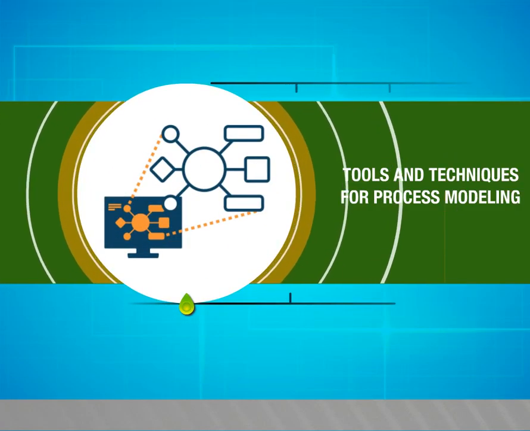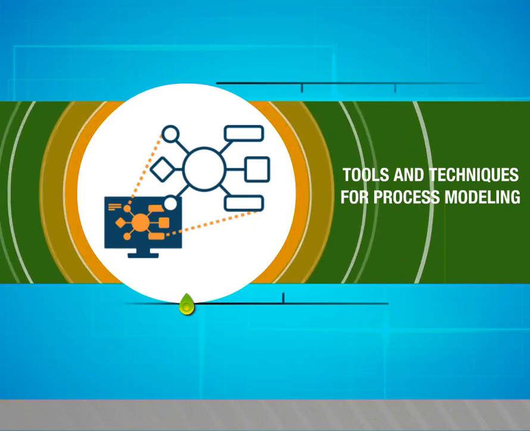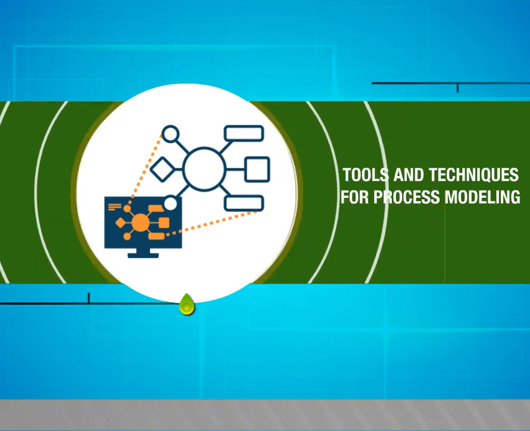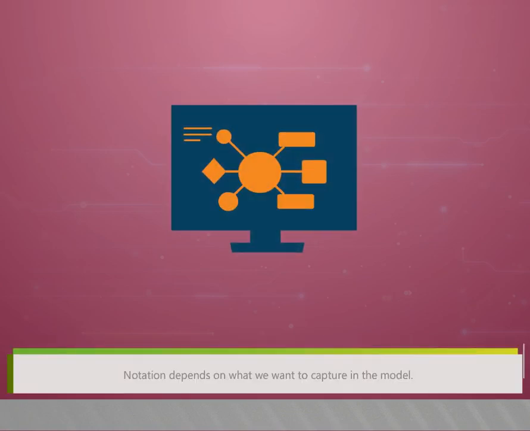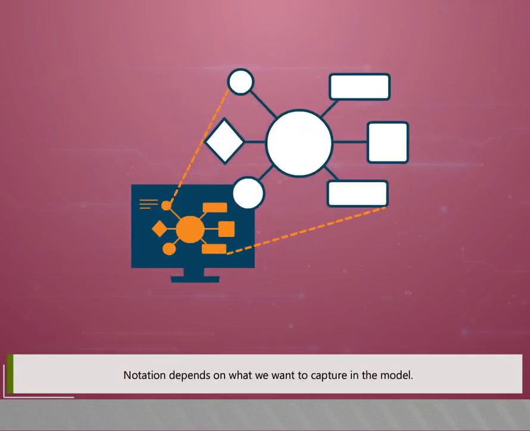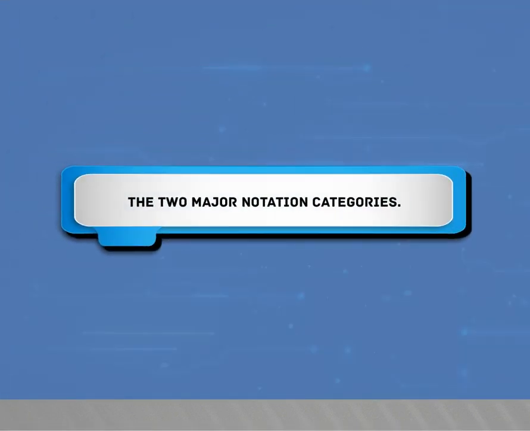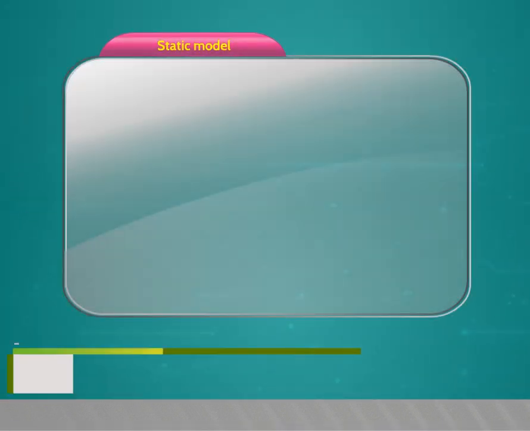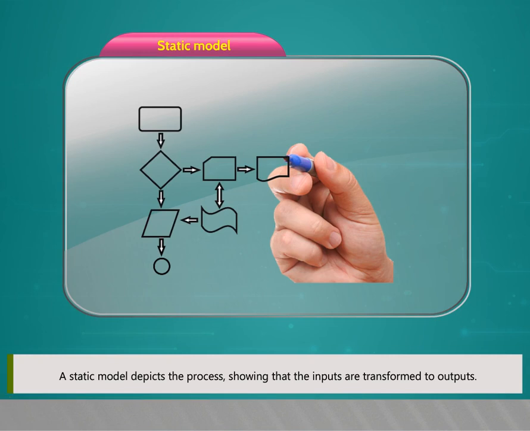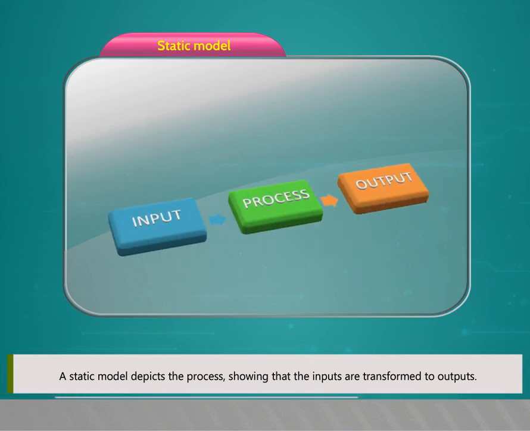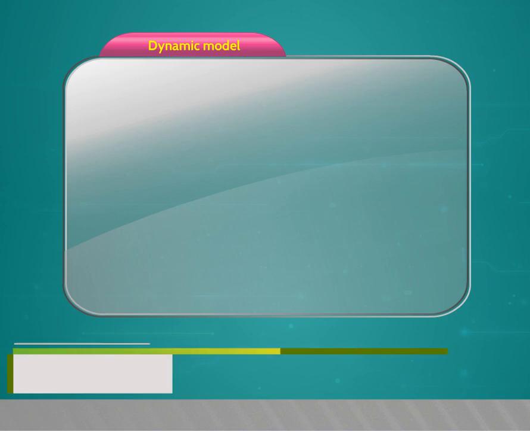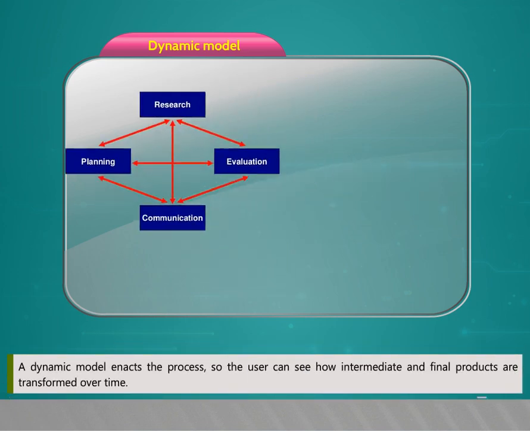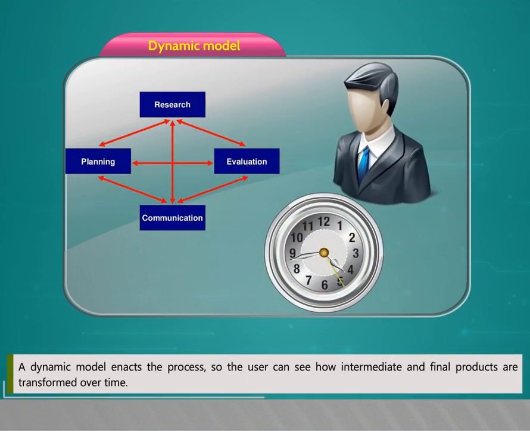Tools and techniques for process modeling. In this video, we are going to see about tools and techniques for process modeling. Notation depends on what we want to capture in the model. The two major notation categories: static model, dynamic model. A static model depicts the process, showing that the inputs are transformed to outputs. A dynamic model enacts the process so the user can see how intermediate and final products are transformed over time.